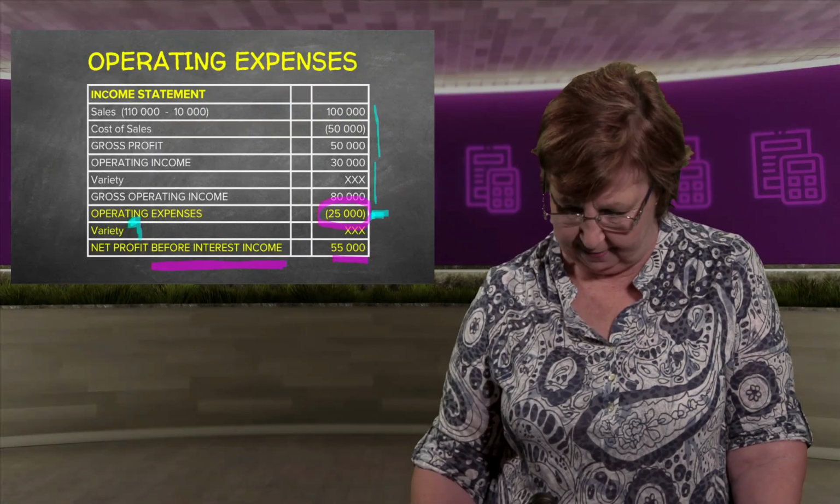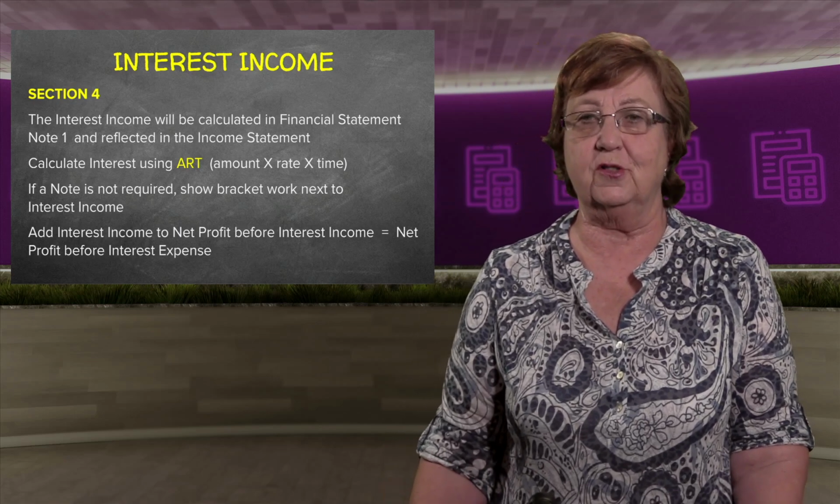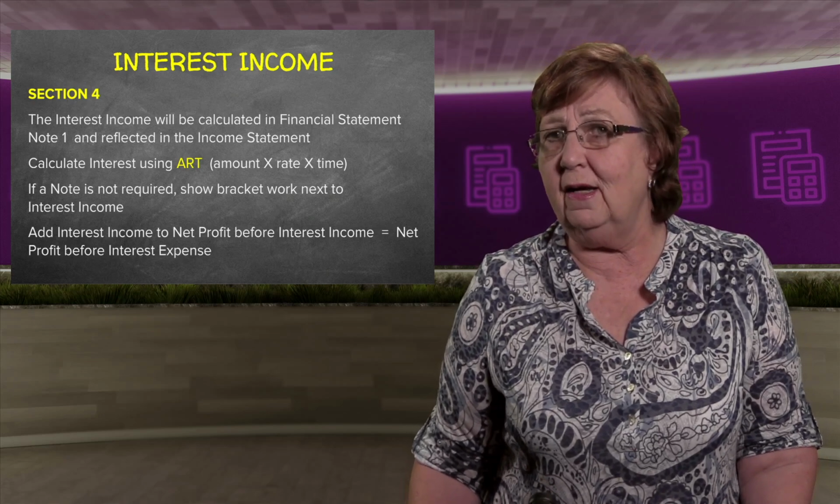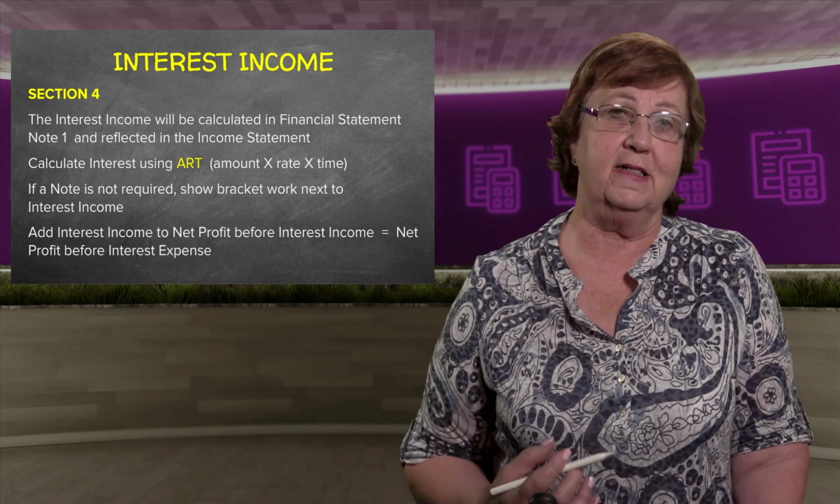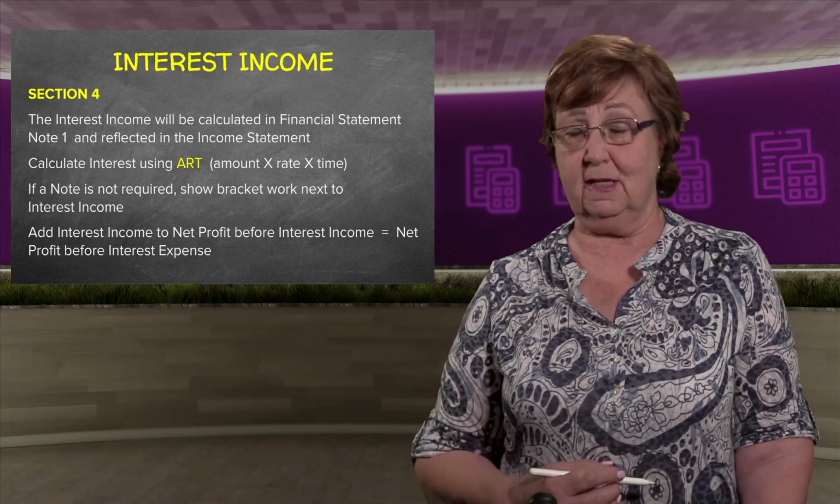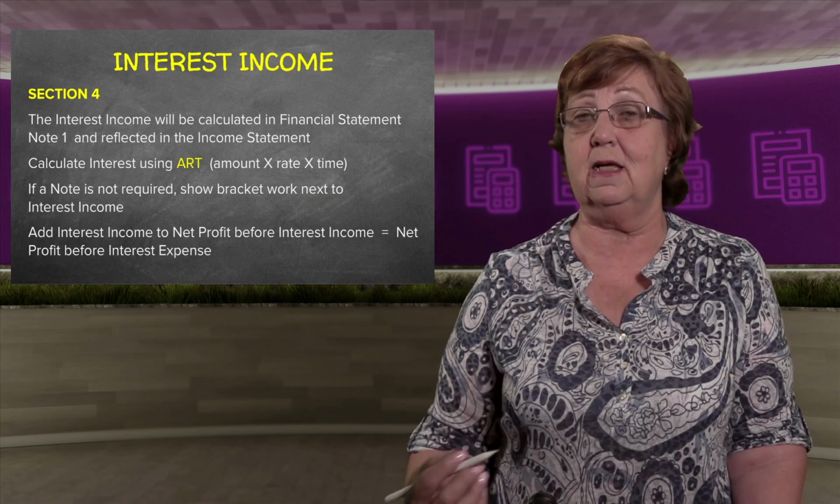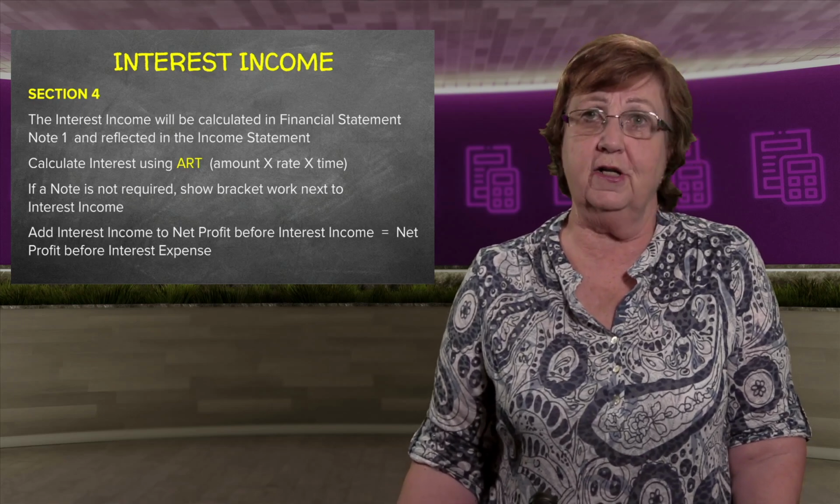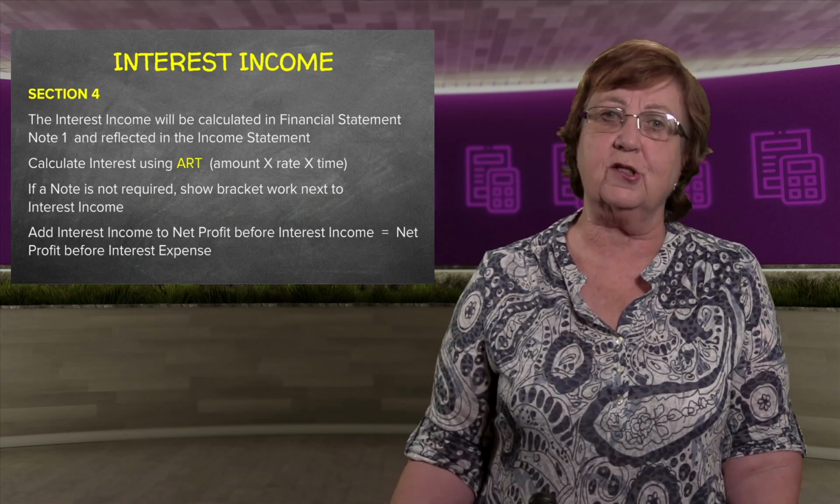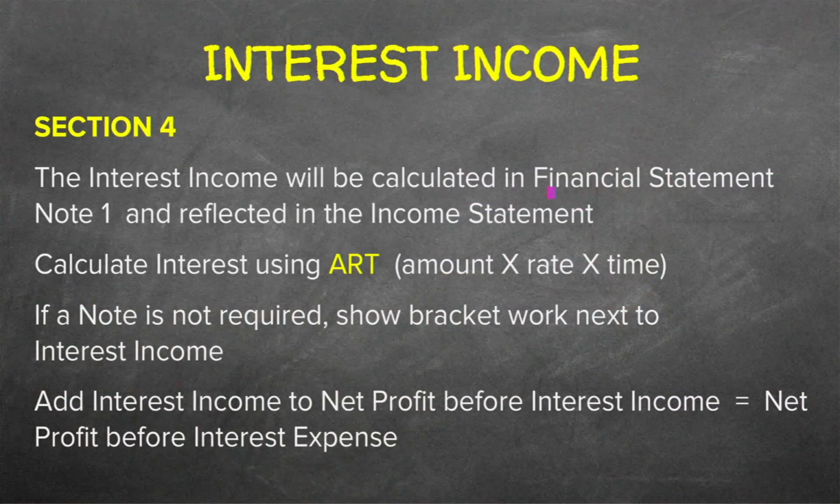Right, I'm sure this is all coming back to you. Let's look at section 4, which is our interest income account. Now, you could be given an interest income note under your balance sheet notes, and you could list them there and then simply transfer the total from the interest income note to the income statement, or if you don't have it, you would show it in brackets. But let's go to the slide and let's have a look. So the interest income will be calculated in the financial statement note number 1 and is reflected in the income statement, which is what I said to you.